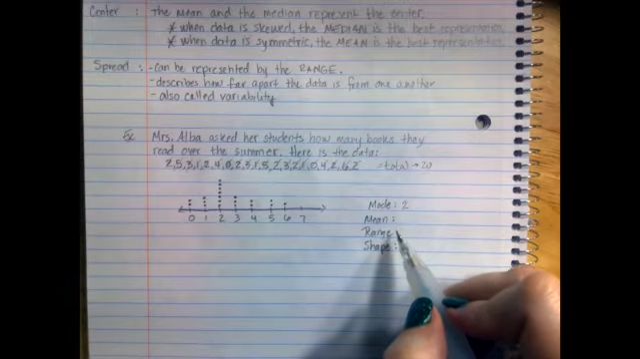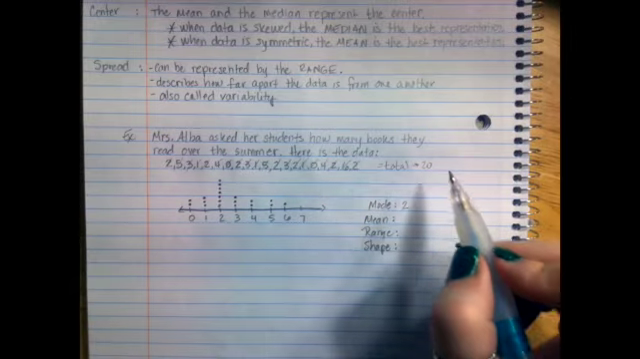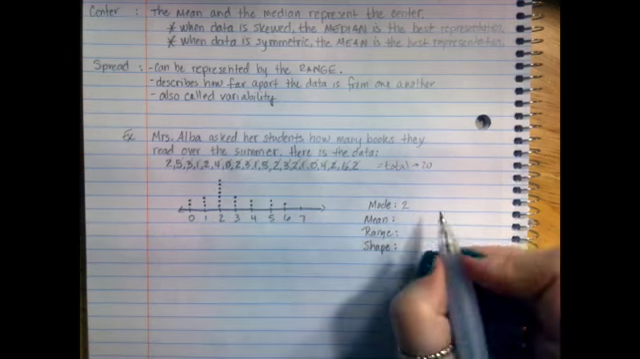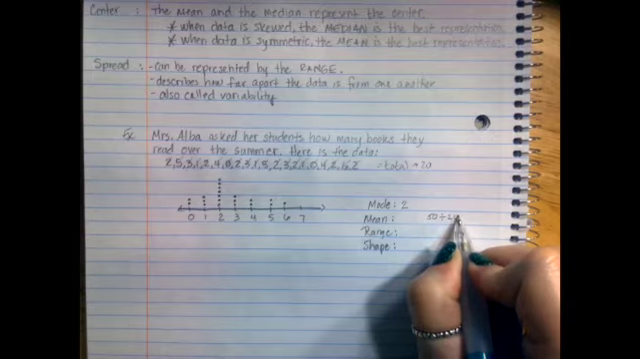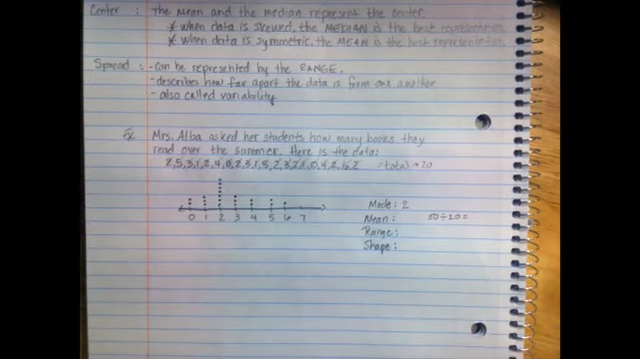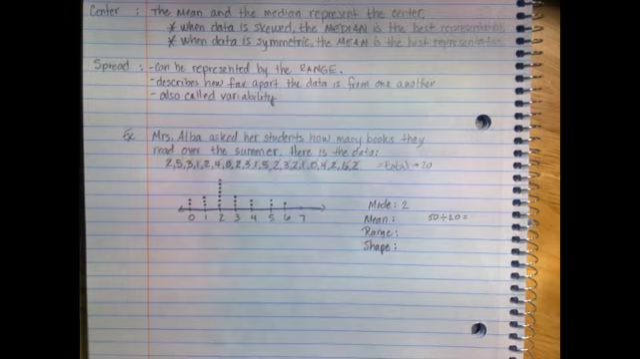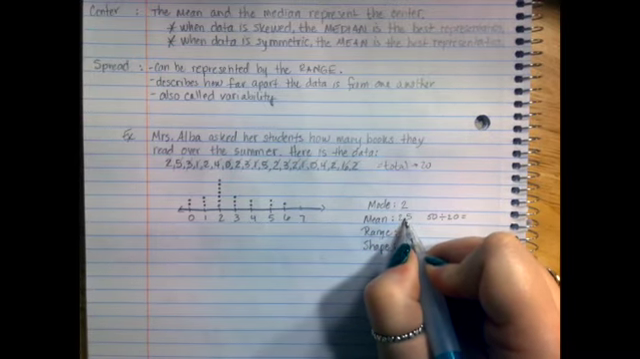The mean, well, I would actually have to add all these numbers together and then divide by 20. So I can tell you right now, all of those added together give me 50. And I'm going to divide by 20, the amount of students that she has in her class. So we're going to do 50 divided by 20 equals 2.5. So my average is 2.5 books.